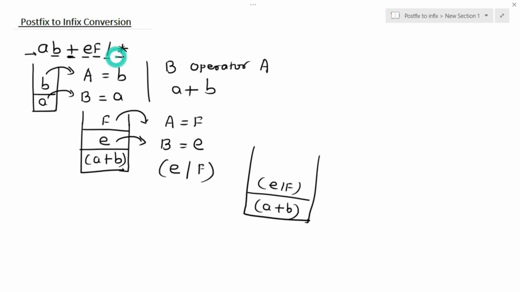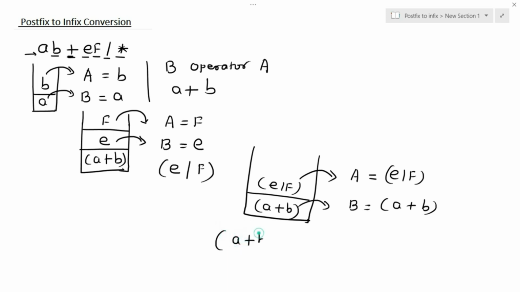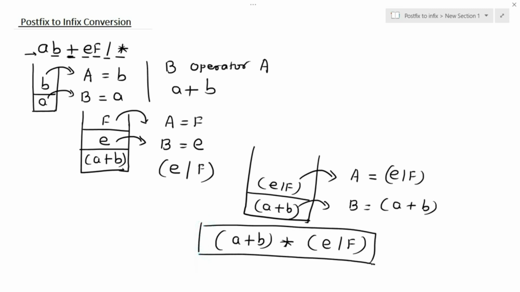Now the next symbol comes, that is multiplication. In order to insert multiplication, we have to remove these operands from the stack. So first we store this value into the variable A, that is E divided by F, and this value into the variable B, that is A plus B. Now we get a new expression. Follow the rule, that is B operator A. B is A plus B, the operator is multiplication, and A is E divided by F. So this is our final infix expression. So in this way we can convert the postfix expression into infix.